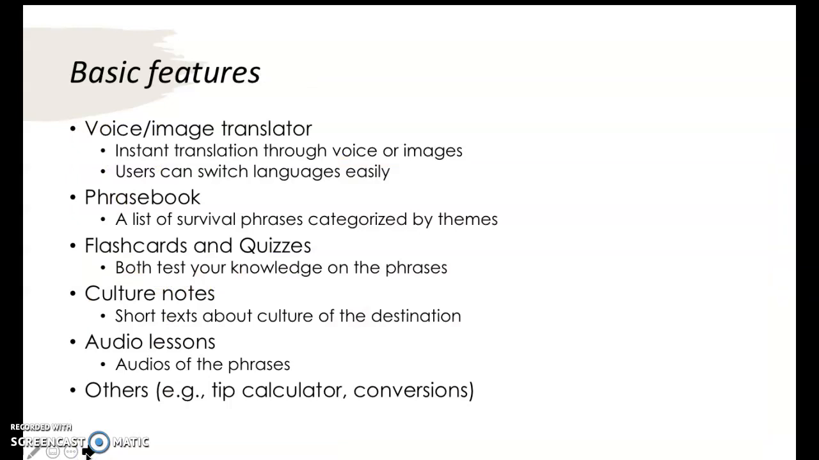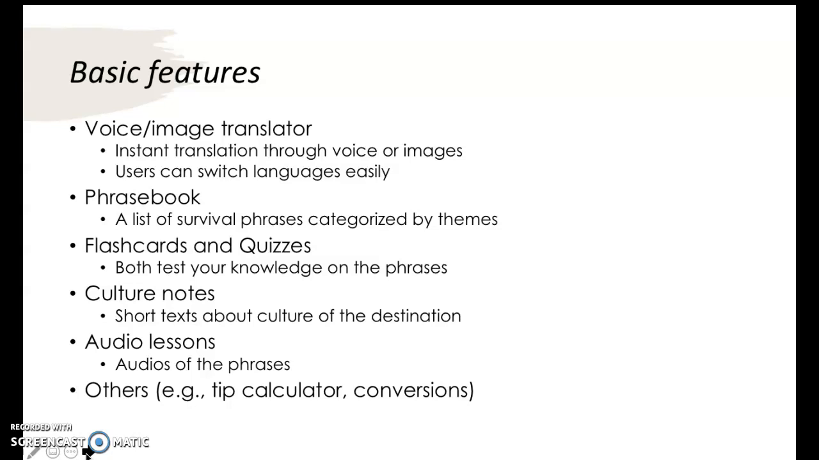Okay, here are some of the basic features. The first one is the voice and image translator, which is a technology that has become more and more mature. So basically what you have to do if you want to translate a message is to speak into the phone or take a picture if it's a written message, and you can get instant translation to the target language.